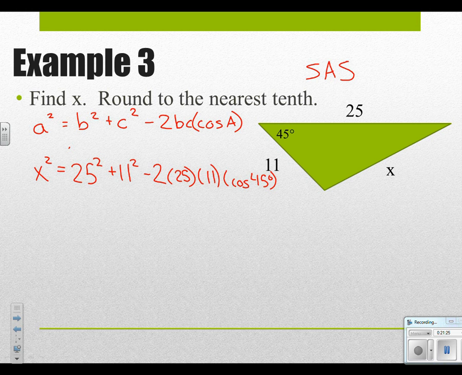I think we can do this in 2 steps. So I'm just going to write x squared down. Are there any variables over here at all? No. So do I have any algebra to do on that right side? No. So could I just type all that in at once? Yeah. That's what we're going to try to do.